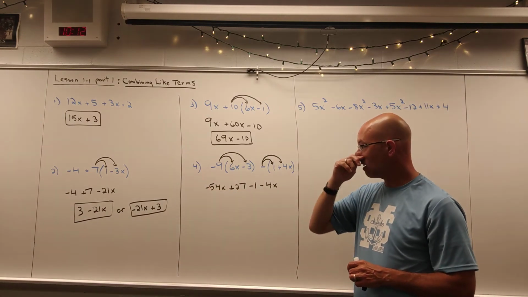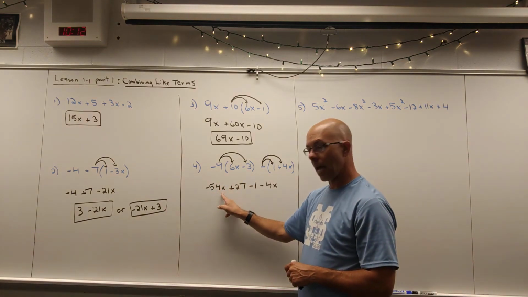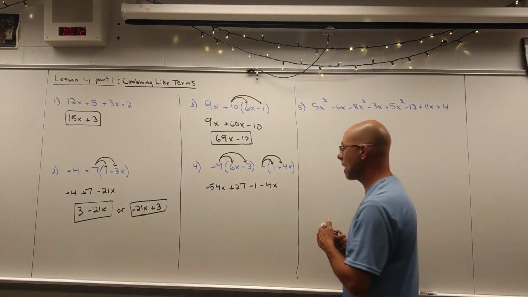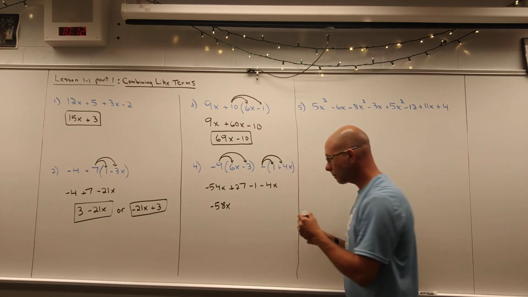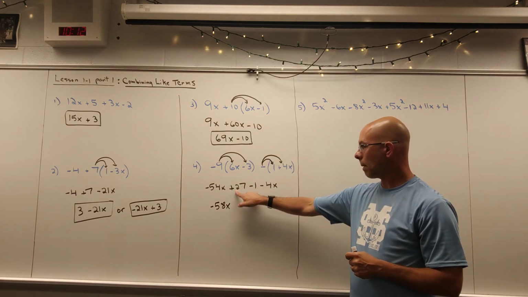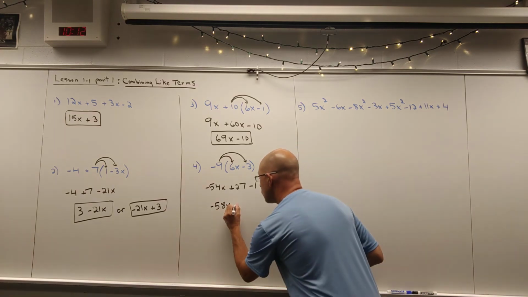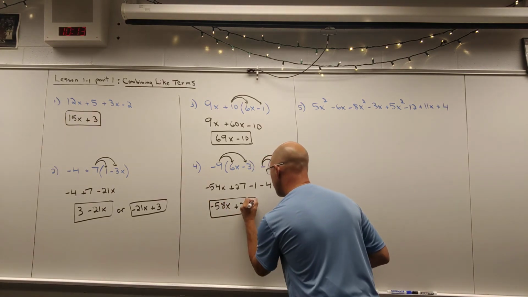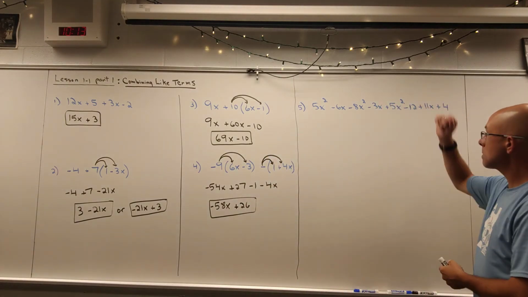Now we just combine like terms. Our x's first. That's negative 54x minus 4x. That's minus 58x. Our numbers are positive 27 minus 1. That's 26. Positive 26. And that's that. Okay? Last problem.